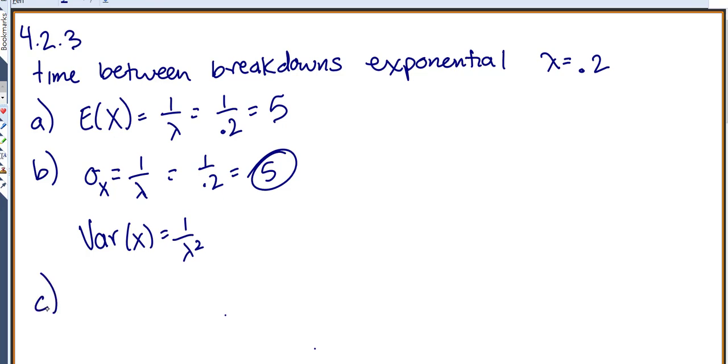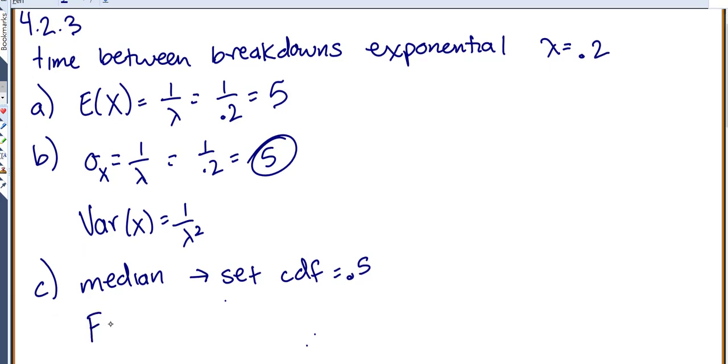For part C, what is the median time between machine breakdowns? So how would I find the median? Well, a median tells me where my data is split in half. So to find a median, you set your CDF equal to 0.5 because you want half of the area on the left, half of the area on the right, and the CDF is what tells you all of the area to the left. So we set the CDF equal to 0.5. Now for an exponential distribution, the CDF is equal to 1 minus e to the negative lambda times x.